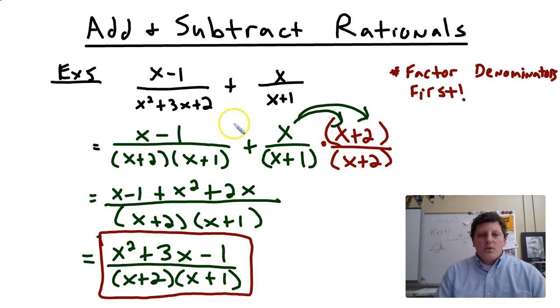So factor the denominators first. And after you do that, you want to get like denominators, which means that you might have to multiply sometimes to get there. And then finally, add them together. That is it. That's the big secret.